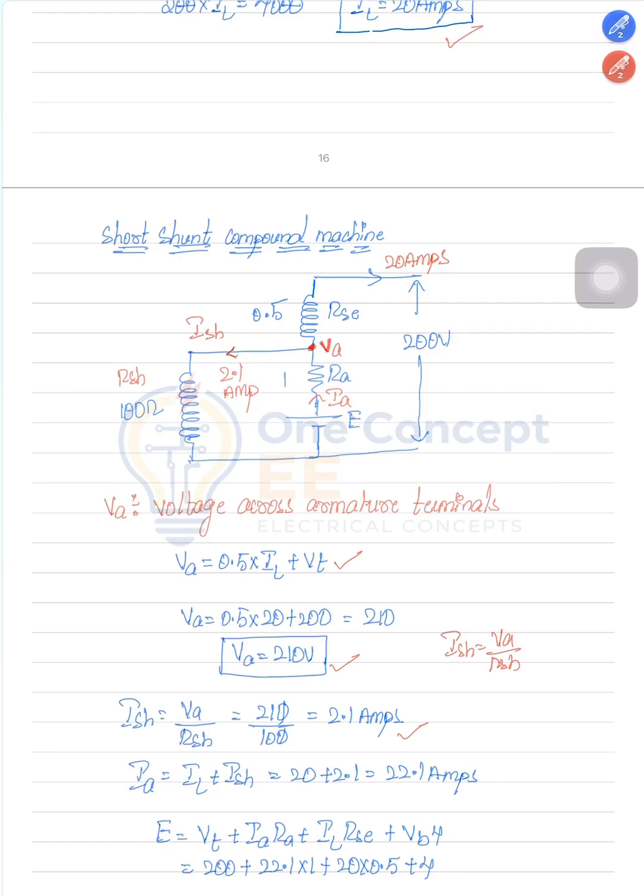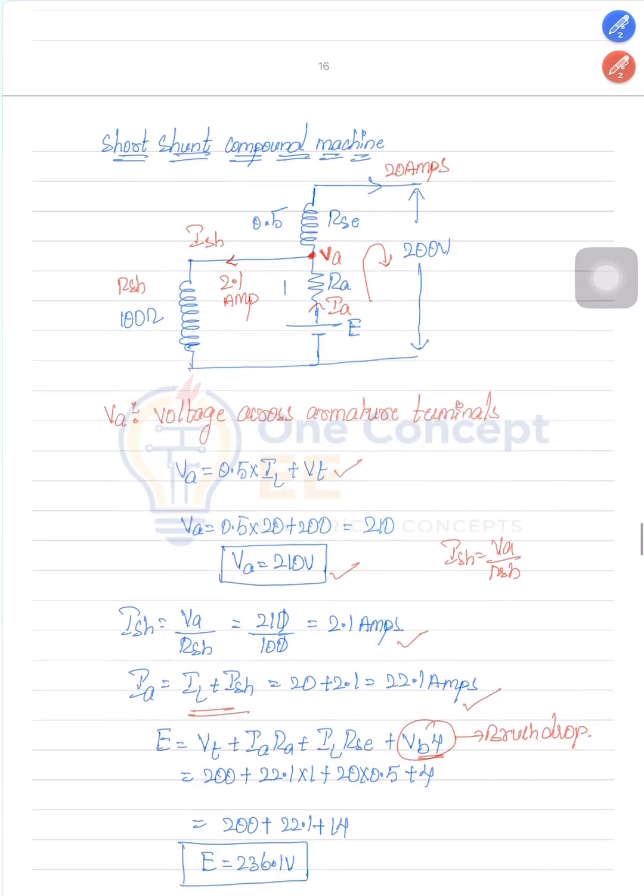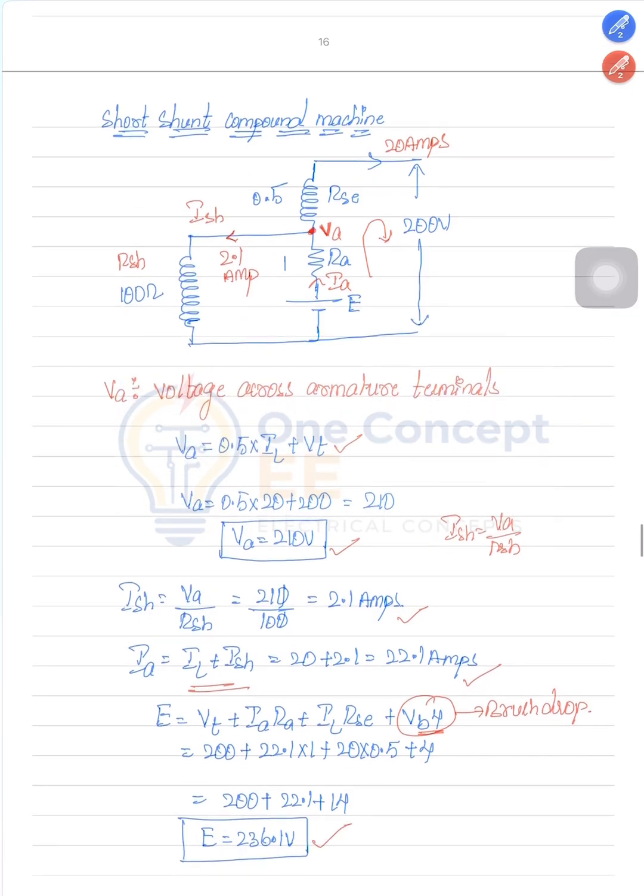By doing simple KCL at this particular node, IA equals ISH plus IL. By this we find the armature current as 22.1 amps. By doing simple KVL here, E equals VT plus IA RA plus IL into RSE plus brush drop. This is the brush drop. By substituting all the data, we get a generated EMF of 236.1 volt.